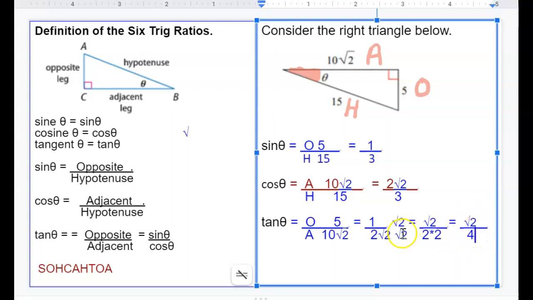So again, remember, this process is called rationalization of the denominator. Go ahead and pause the video at this point and take down your notes, and we'll take a look at the last slide.